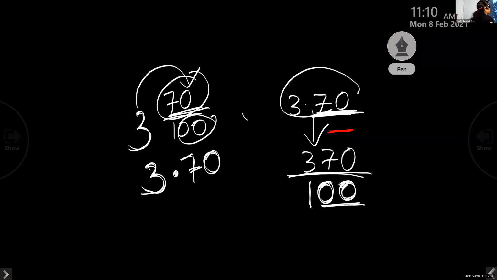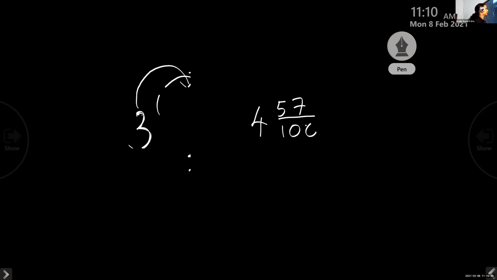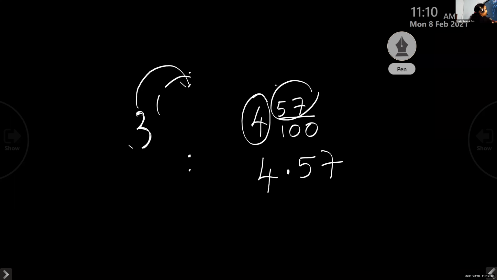So children, we will practice with more examples. Here, I have 4 and 57 by 100. Can you say this in the decimal form? What is this decimal form? 4. Just the whole number. Just write it and put the point. Okay, then tell me the answer, children. 57. Very good. Write only the numerator, 57. Because here we have 2 zeros, in the answer also we should have 2 digits.